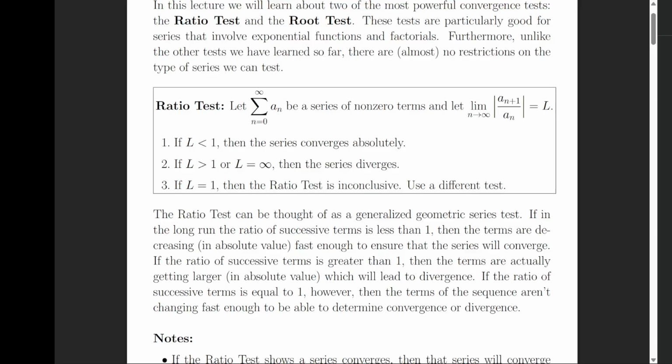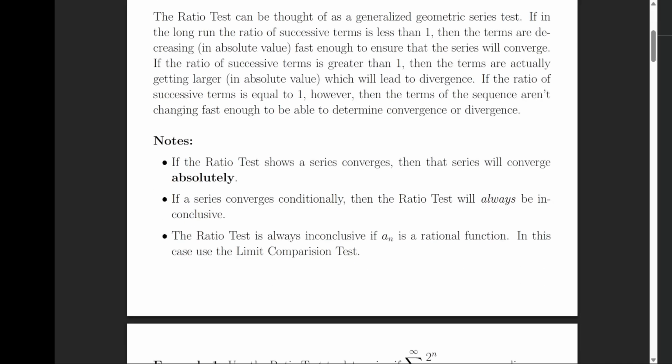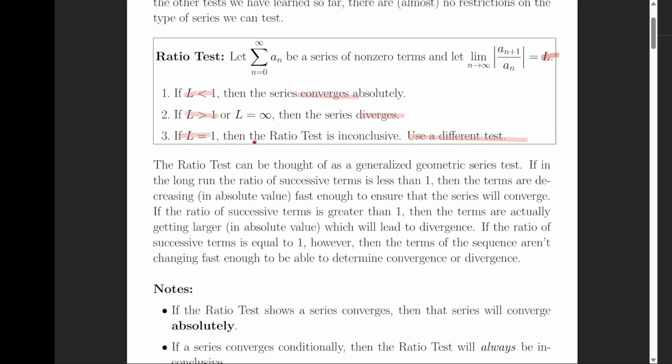For example, after you do the test, because we're finding the ratio, L here is whatever the ratio is after we find the limit. If L is less than 1, then the series converges absolutely. If L is greater than 1, then the series diverges. And if it's equal to 1, that means use a different test. If it's L equals 1, that usually means the ratio isn't growing fast enough, or the change isn't fast enough for us to tell using this test.